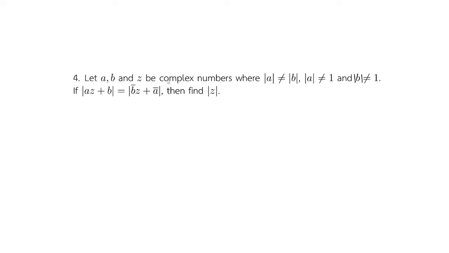We have a, b, and z are complex numbers where the norms of a and b are not equal to each other, and the norms of a and b are not equal to 1. If we have this equality, then we want to find the norm of z.